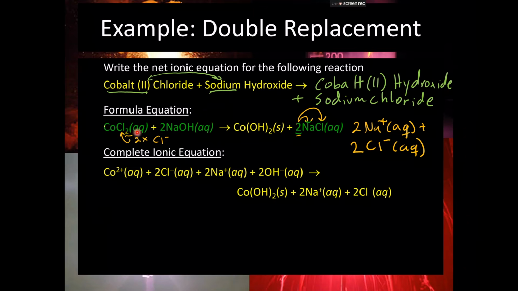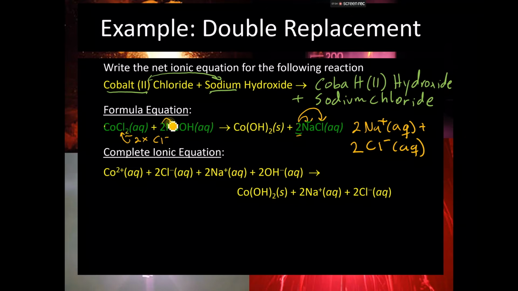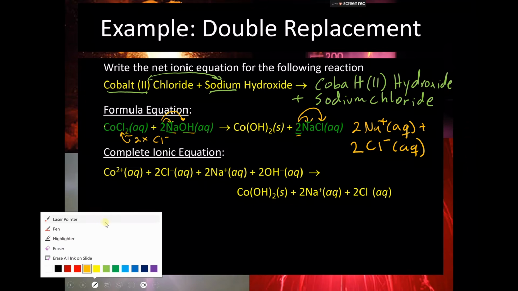So here we see that the CoCl2 aqueous gets separated into Co2 plus aqueous, which is the ion of cobalt, plus 2 Cl minus aqueous. Again, that 2 coming from that subscript. The 2 NaOH aqueous is going to get separated into 2 Na plus aqueous plus 2 OH minus aqueous. Because again, that 2 in front of the NaOH needs to be distributed to both the sodium and the hydroxide ions. So we're going to have 2 Na plus aqueous and 2 OH minus aqueous.